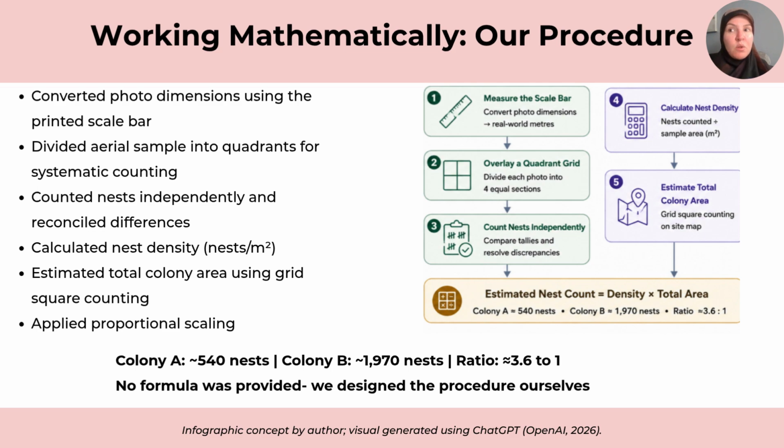We then estimated the total colony area by counting grid squares on the satellite site map. Colony A came to about 4,400 square meters, and colony B came to about 5,300 square meters. Finally, we multiplied density by total area to get our estimates. Colony A had approximately 540 nests, and Colony B had approximately 1,970 nests, which is a ratio of about 3.6 to 1. No formula was provided. We designed the procedure ourselves. That's what the mathematizing phase looks like when the task is genuinely open.